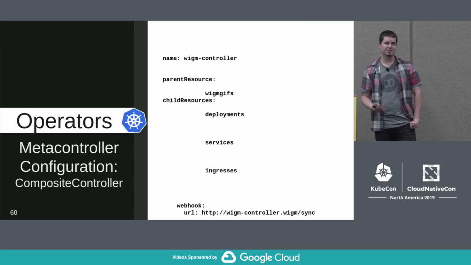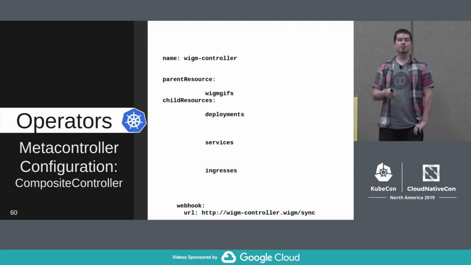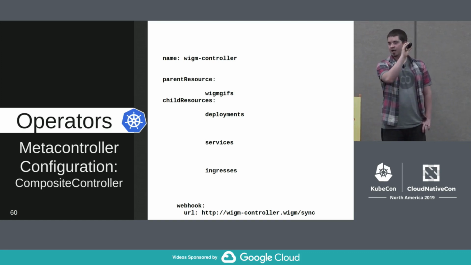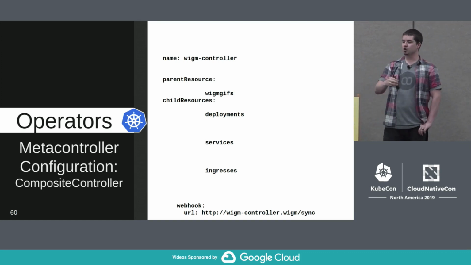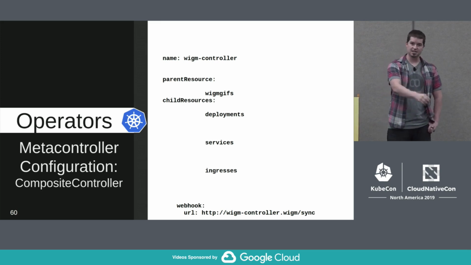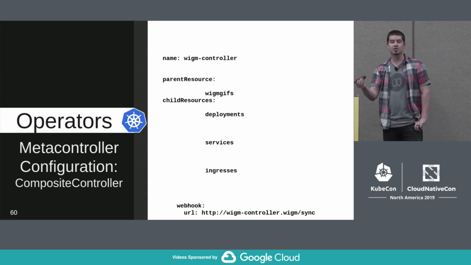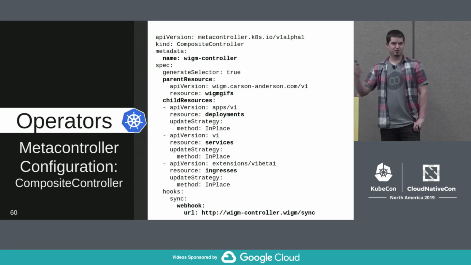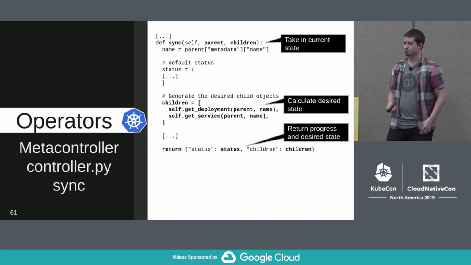This is the Metacontroller config. Ignore the spaces. There's a reason. What we're looking at here is saying, OK, we're going to have WIGM GIFs as the parent. It might make some deployment services and ingresses, and if any of those things change, call this webhook. That's all we're saying here. It's more verbose in detail because there's more options, but that's the core. We have a parent and 3 children.